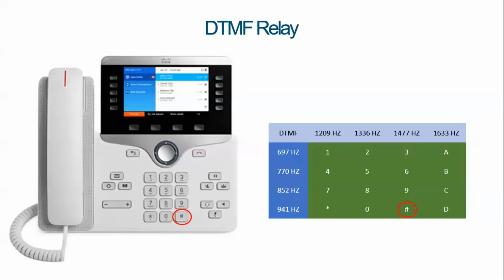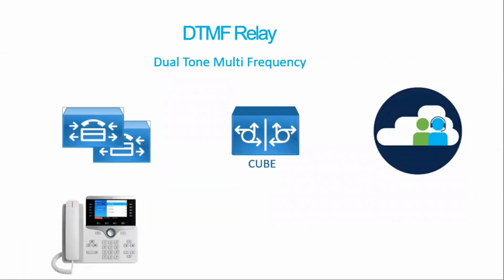So any key that is pressed, you'll find two frequencies are being generated by the system, and that gets passed through the network from one end to the other, generally from the user's phone to the IVR system. Our CUBE router is well capable of receiving the DTMF relay tones and passing it to the contact center, IVR, or to the service provider.